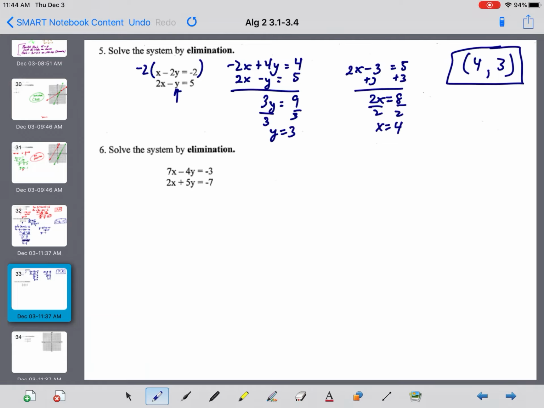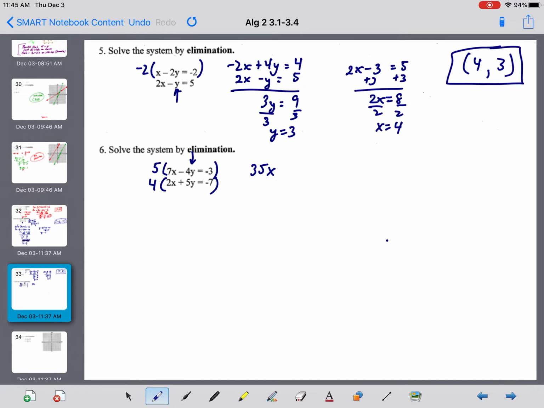All right, number 6. Looks like we're going to have a double multiplier because I can't make the 2 turn into a 7, and I can't make the 4 turn into a 5, so I'm going to have to multiply twice. I'm going to get the y's to vanish. I'm going to multiply the top equation times 5, and that'll give me a negative 20 there. And multiply the bottom equation by 4. That's going to make my y's vanish.